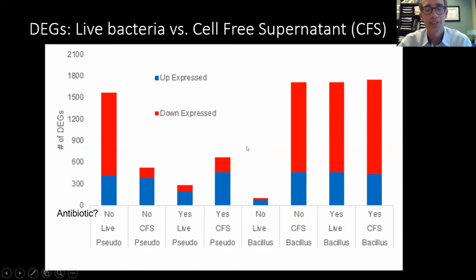Conversely, whenever we use this Bacillus species, we see a completely different effect. Whether the native microbial community was present with CFS or absent, we still see a huge number of differentially expressed genes whenever Bacillus was used, in all cases except for using live cells with the native microbial community.